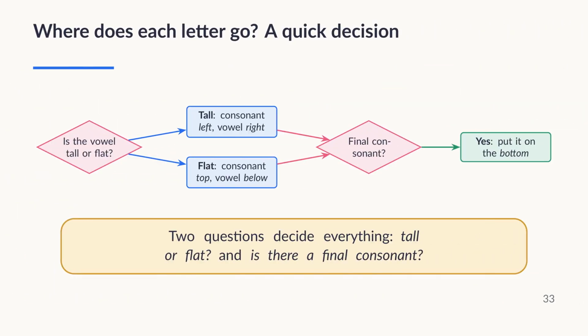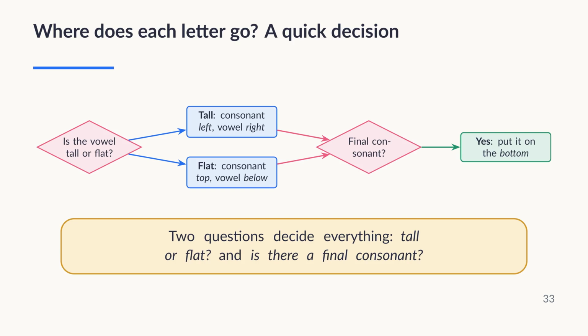Here is a simple decision flowchart for placing the letters, and it comes down to just 2 questions. Question 1 on the left, is the vowel tall or flat? If it is tall, a vertical vowel like O or I, then the consonant goes on the left and the vowel stands on the right side by side. If it is flat, a horizontal vowel like O or U, then the consonant goes on top and the vowel lies below it, stacked. Question 2 on the right, is there a final consonant?